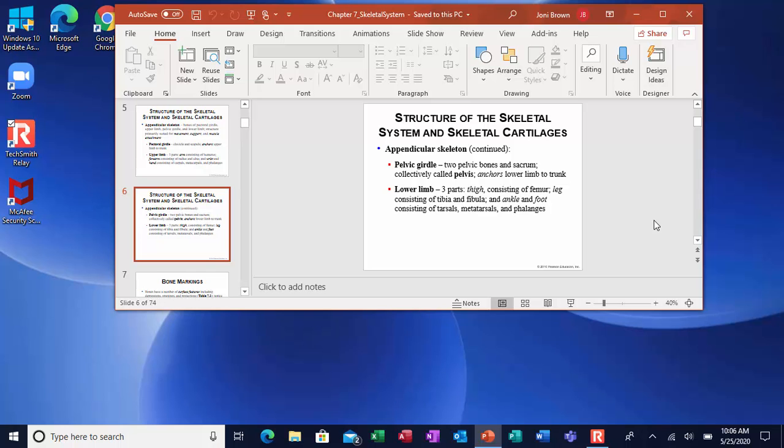The pelvic girdle, this is your hips. You have two pelvic bones and a sacrum that we call the pelvis. And then the lower limb, you've got the femur in the thigh, and then you've got the tibia and the fibula in the leg, and then, of course, your ankle and your foot.